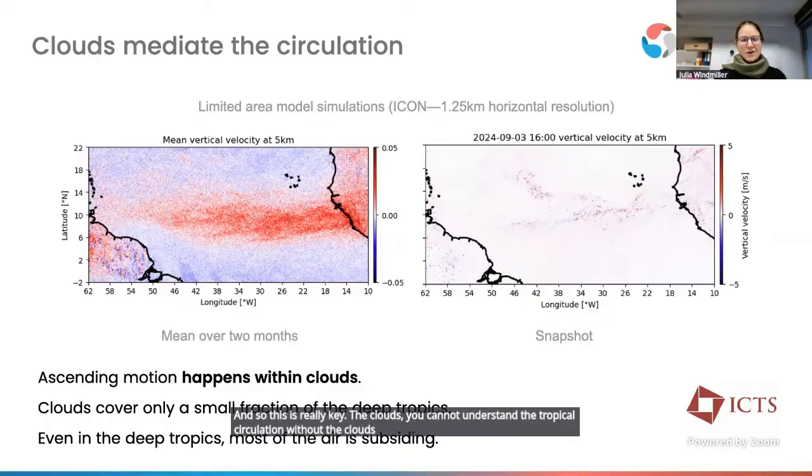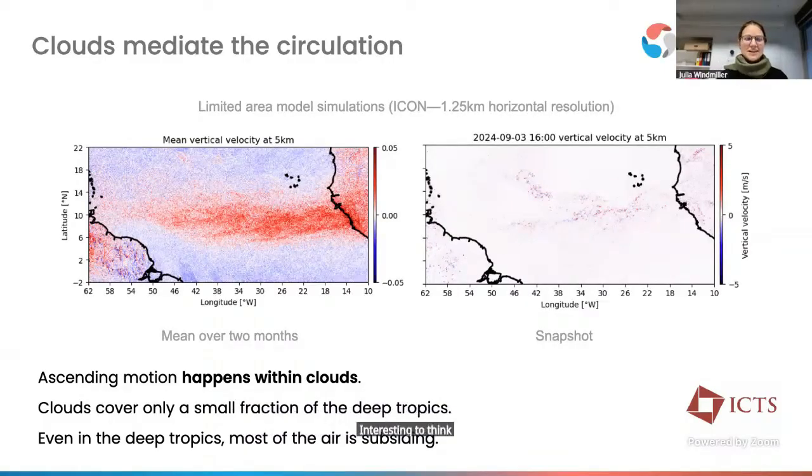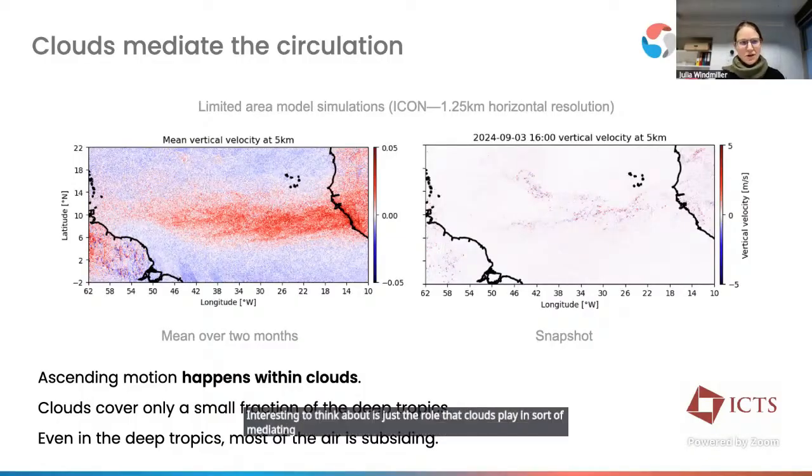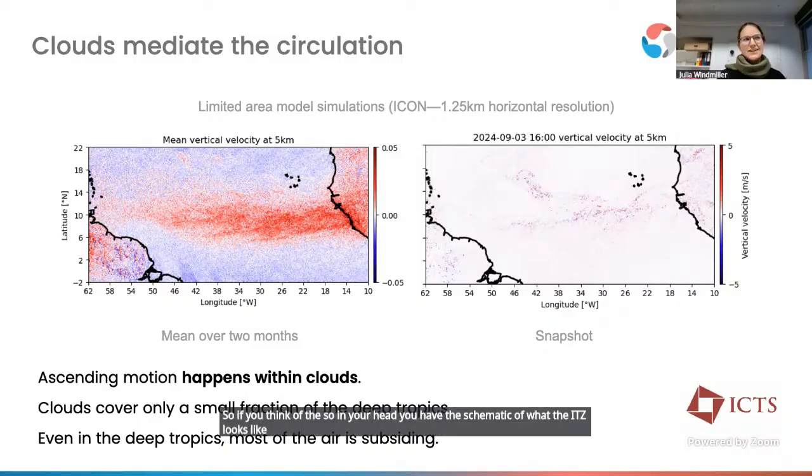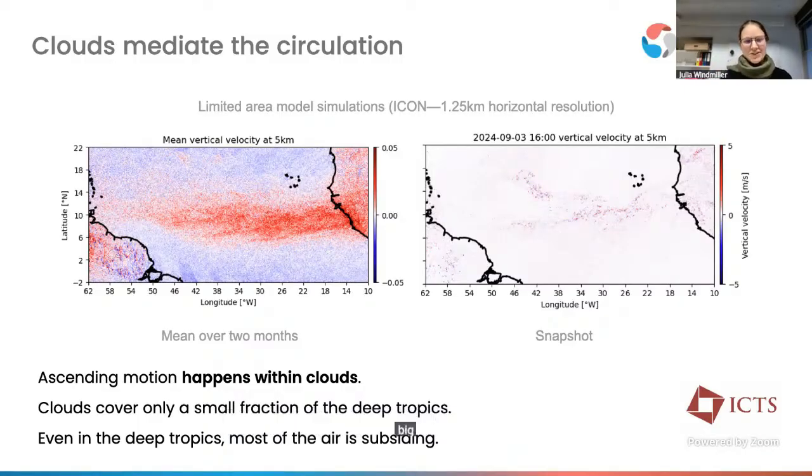What I always find interesting to think about is the role the clouds play in mediating the circulation. In your head, you have the schematic of what the ITZ looks like, or what the Hadley cell looks like, and there's just this big rising branch in the center. And that's also something that emerges in the mean.